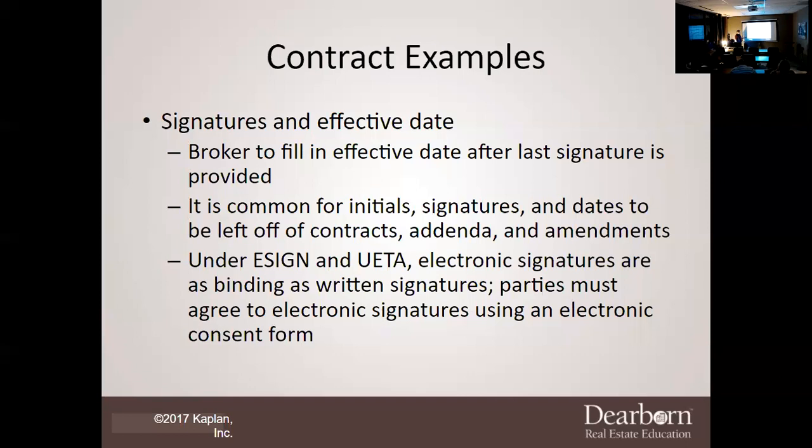Under the e-signing UETA, electronic signatures are as binding as if you wrote it out with your own hand. So parties must agree to electronic signatures when they're using an electronic consent form. Sending your form, this is another thing agents do horribly. They'll save one of these contracts that we showed you earlier off the Trek. They don't have zipForms or DocuSign or Dotloop or any of that. This occurs a lot with small brokerages, maybe a one-man show, two-man show.